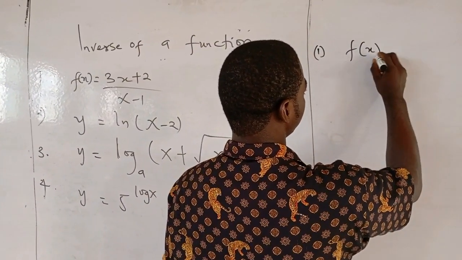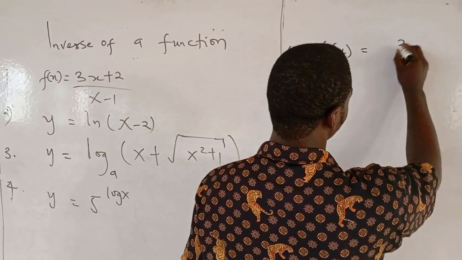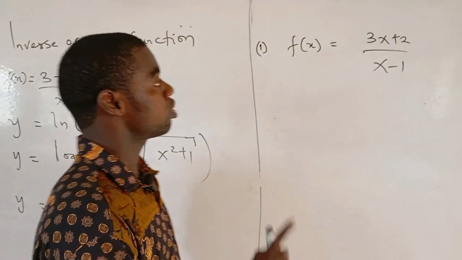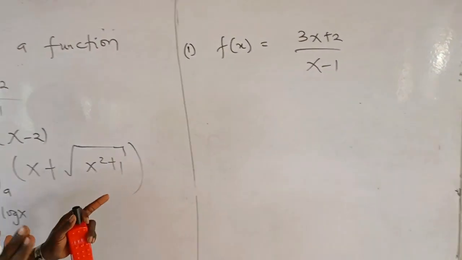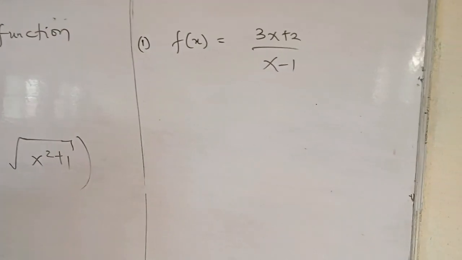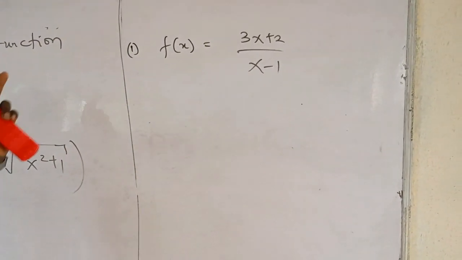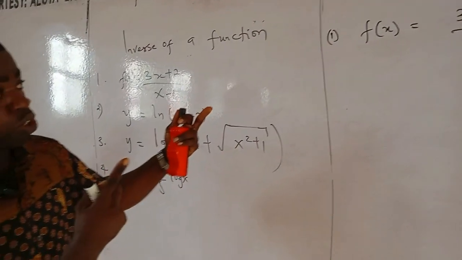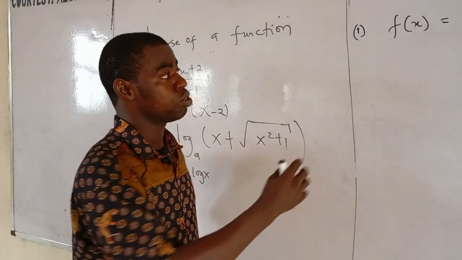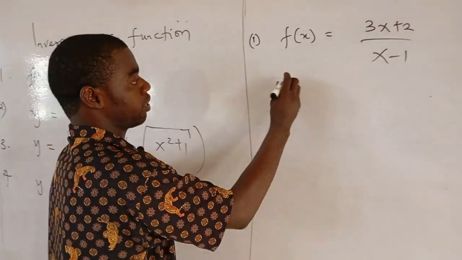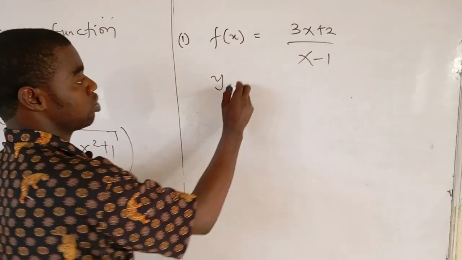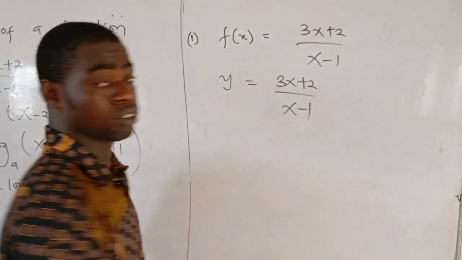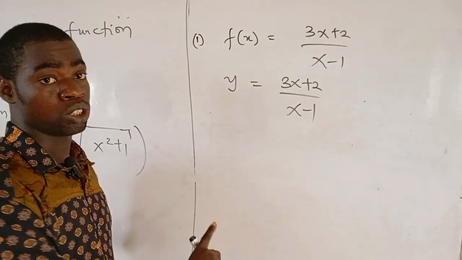f of x equal to 3x plus 2 all over x minus 1, right? So what we are going to do, our aim here is to make x the subject of the formula, to express the equation in terms of x. We know that f of x is y, so we'll replace it with y. So y is equal to 3x plus 2 all over x minus 1. We want to make x the subject of the formula.